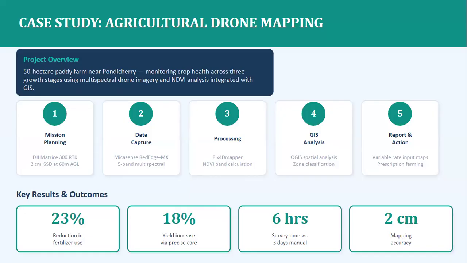The project used a DJI Matrice 300 RTK drone equipped with a multispectral camera to capture the crop health information across multiple growth stages. Images were processed using Pix4D Mapper and NDVI maps were generated. GIS analysis in QGIS enabled classification of crop zones and identification of nutrient deficiencies.